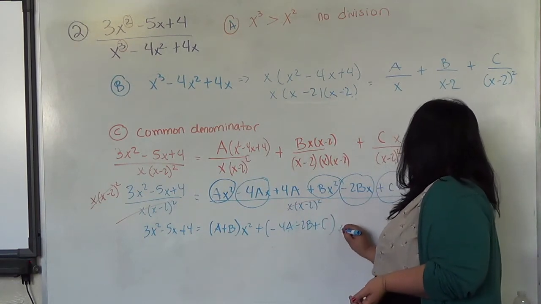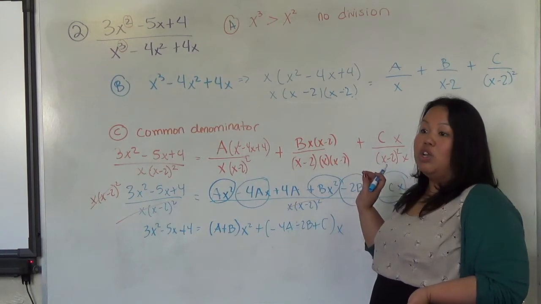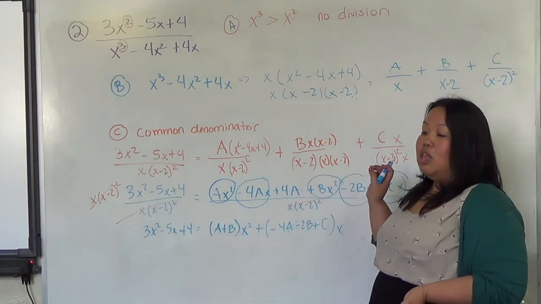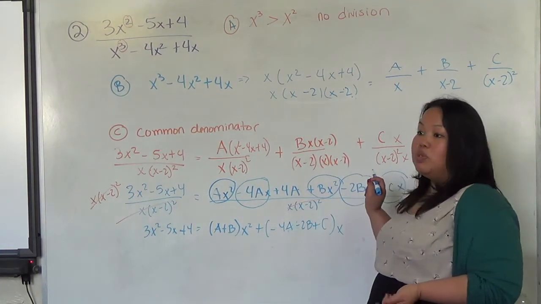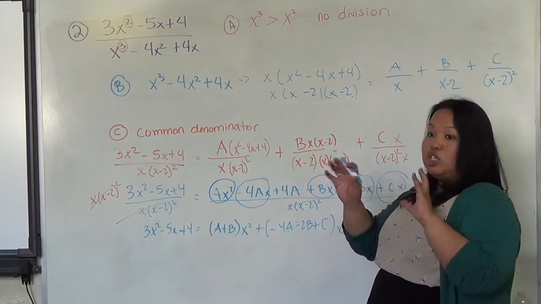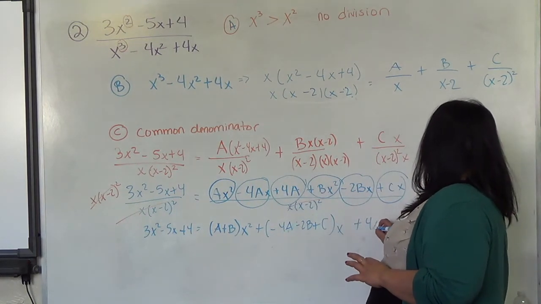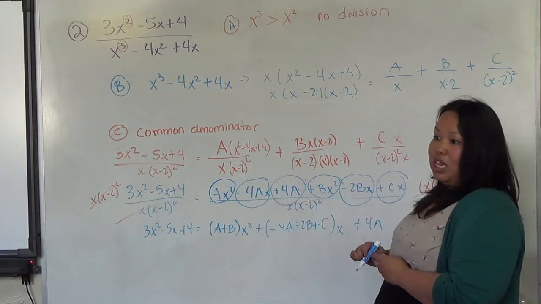And then our last one. That's why it's important to circle them so that you know whether you've covered it or not. It's easy to miss because there are so many things you have to keep in mind. And the last one is plus 4a. So we've taken care of everything, yes?